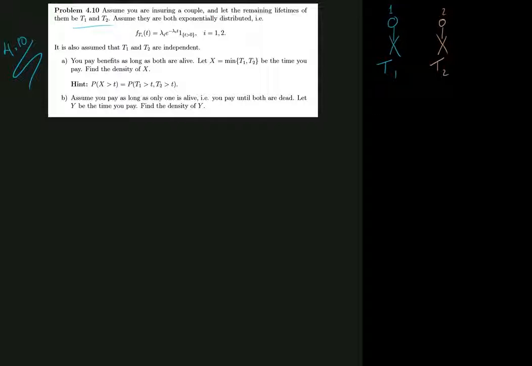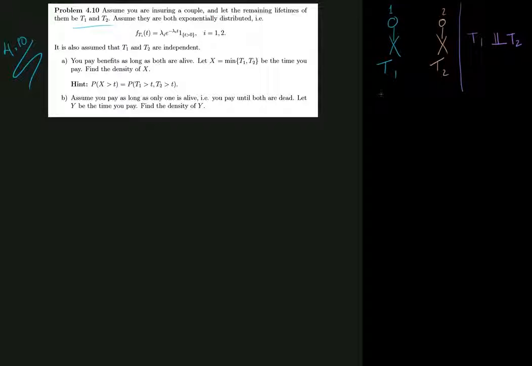We only know that they are exponentially distributed. So T1 is exponentially distributed with parameter lambda 1, whereas T2 is exponentially distributed with parameter lambda 2. Also, it is assumed that T1 and T2 are independent. So the lifetime of person number 1 is independent from the lifetime of person number 2.